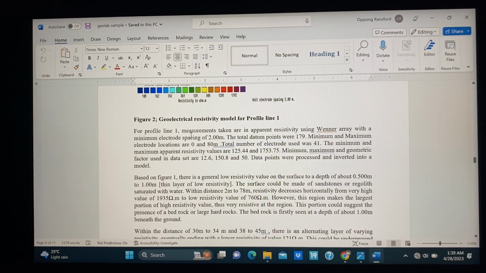And before you start the whole thing, in the previous videos, I told you that you should take pictures of certain things, like the datum points, the maximum apparent resistivity values and things. This one will keep changing as the pictures change. So you just include some of them.